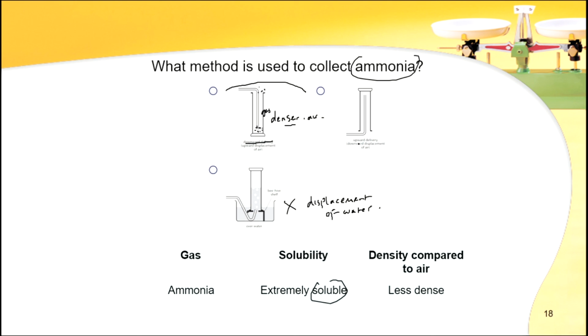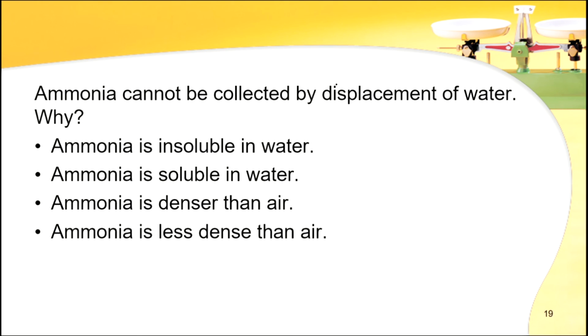Let's look at the upward delivery. That is the gas particle. This is the air particle. We can see that the gas particle is less dense. The gas is less dense than the air. So the correct answer is: ammonia cannot be collected by displacement of water. Why? Ammonia is insoluble in water. Ammonia is soluble in water. Ammonia is denser than the air. Ammonia is less dense than the air.